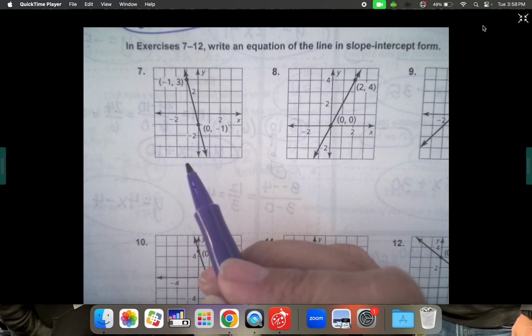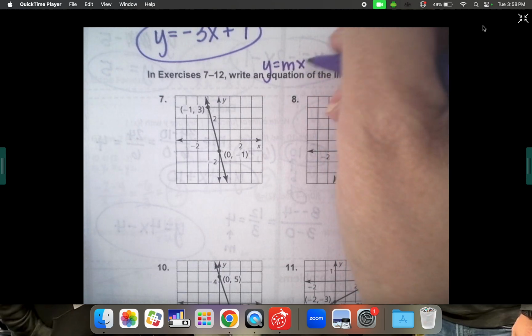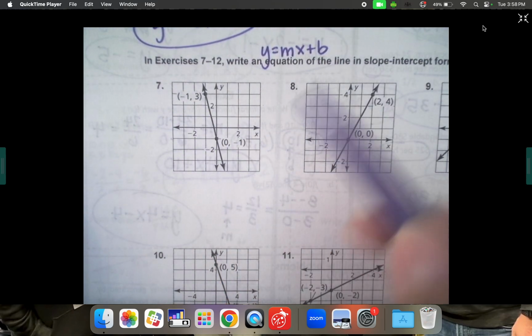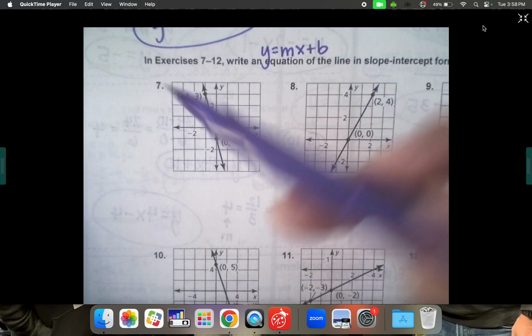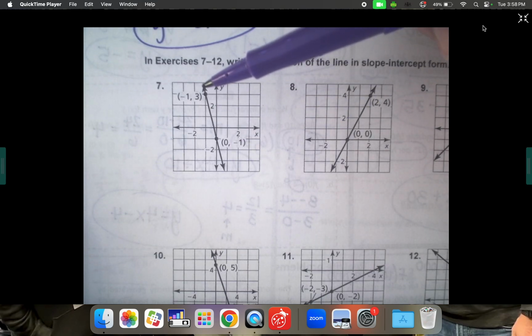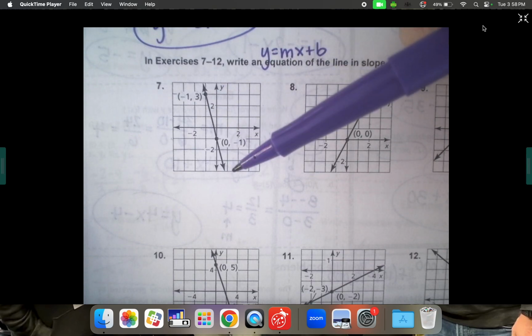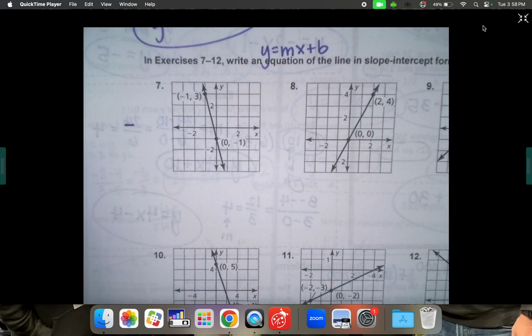So starting with number 7, again, an equation is y equals mx plus b. And m is your slope, so that's how steep your line is. And b is where it hits the y-axis. It's the y-intercept. So I notice right away that number 7 is falling from left to right. You read a graph from left to right. So as you read it from left and it hits your line to right, it's going down. So I know right away it's going to be negative.